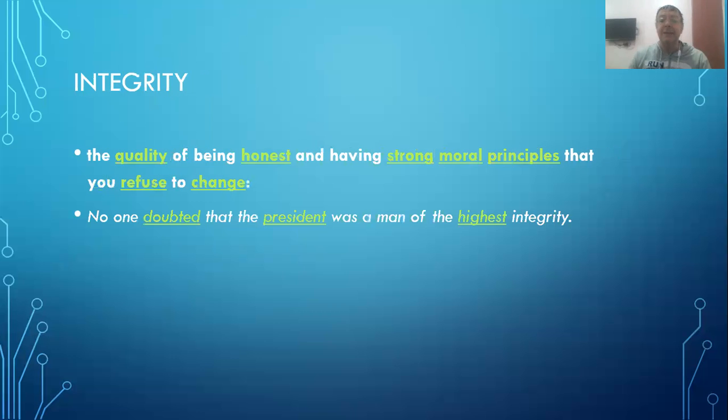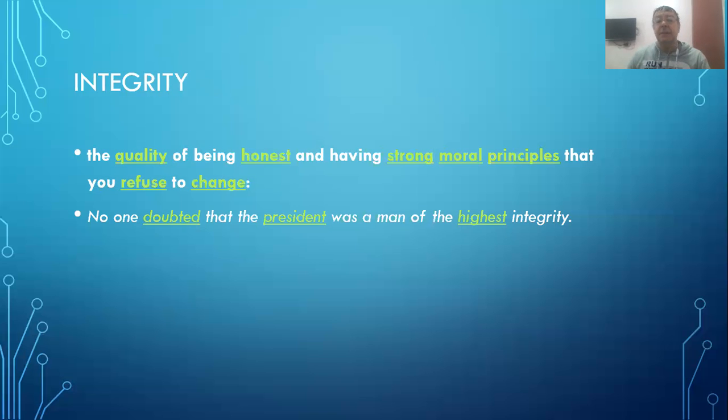Moving on, integrity is a noun. All right. So this is the last word we're going to discuss in this video. Integrity is a noun. It means the quality of being honest and having strong moral principles that you refuse to change. All right. No one doubted that the president was a man of the highest integrity.